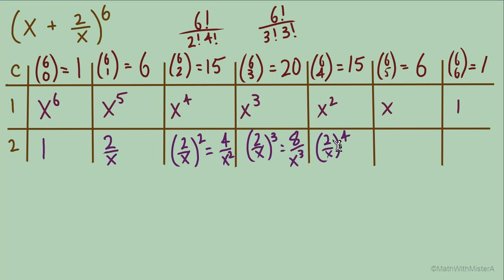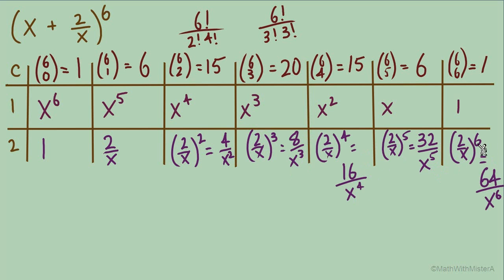2 over x to the 4th would be 16 over x to the 4th. 2 over x to the 5th, that's 32 over x to the 5th. And lastly, 2 over x to the 6th. 2 to the 6th, that's 64, so we have a 64 over x to the 6th. So everything has been simplified. We're ready to carefully multiply down each of these columns. And with this particular example, we're going to see some interesting simplifications that go on as we do these multiplications.